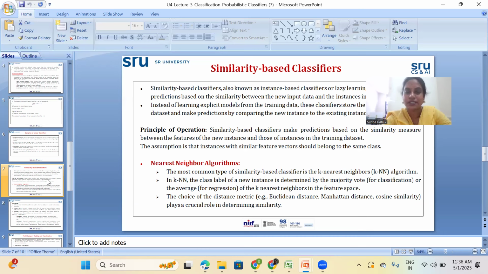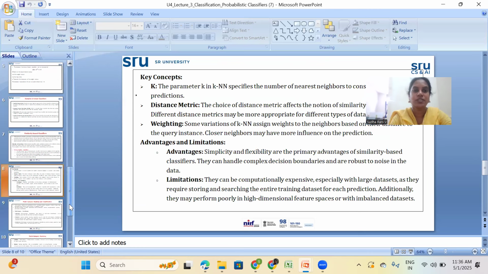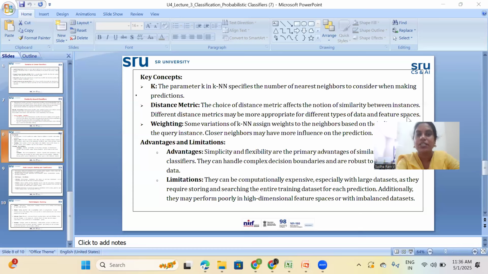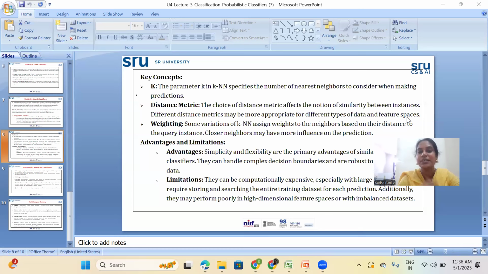The choice of the distance metric plays a crucial role in determining similarity. Key concepts of the KNN algorithm. The parameter K in the KNN algorithm specifies the number of nearest neighbors to consider when making predictions. Distance metric: the choice of distance metric affects the notion of similarity between instances. Different distance metrics may be more appropriate for different types of data and feature spaces. Weighting: some variations of KNN assign weights to the neighbors based on their distance to the query instance. Closer neighbors may have more influence on the prediction.